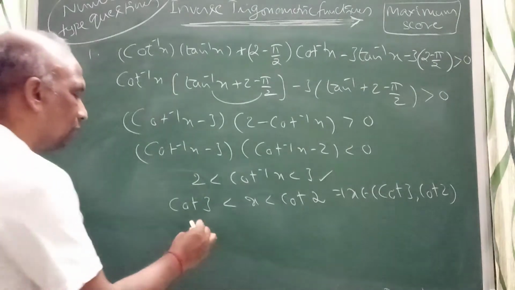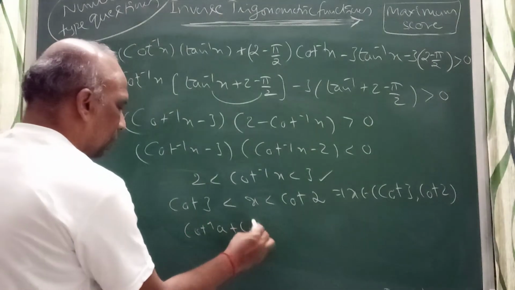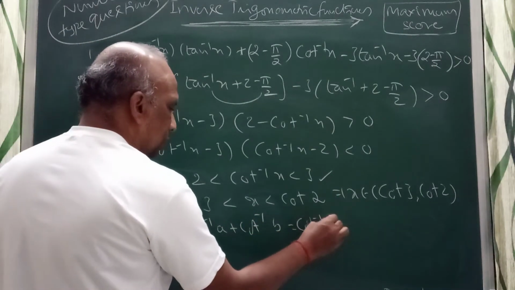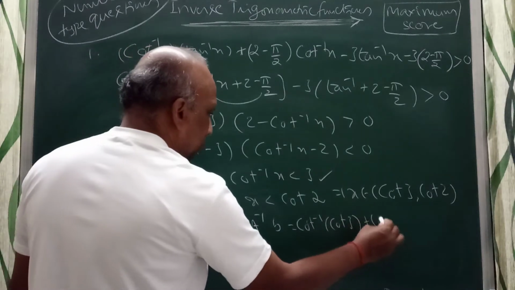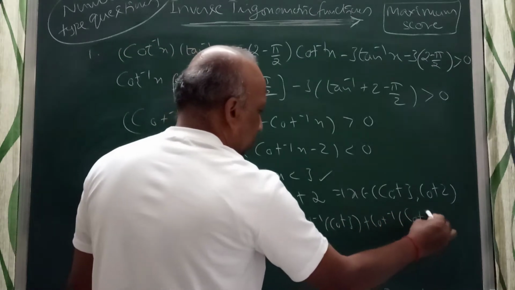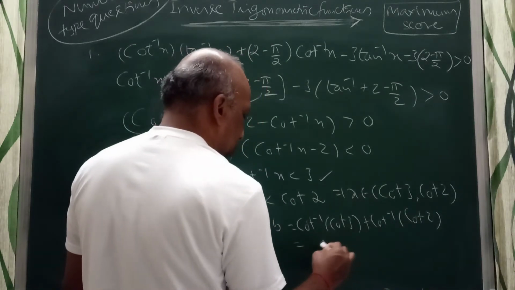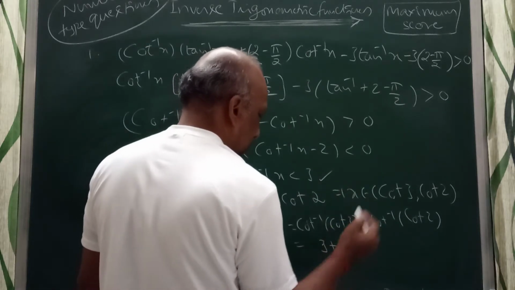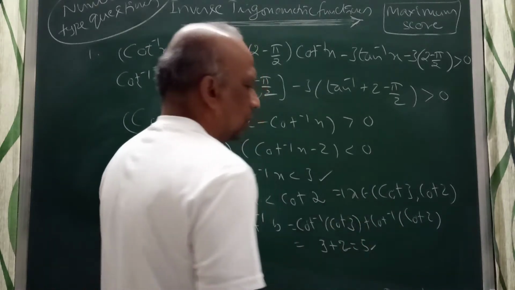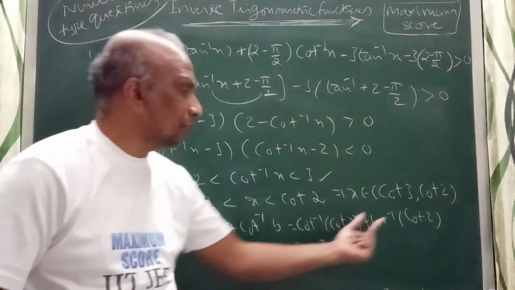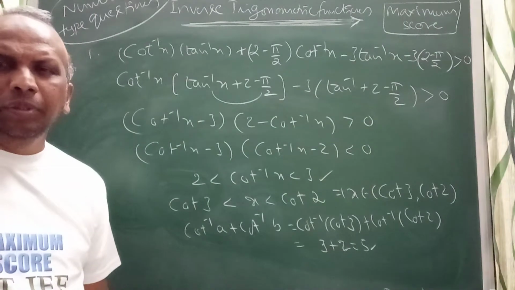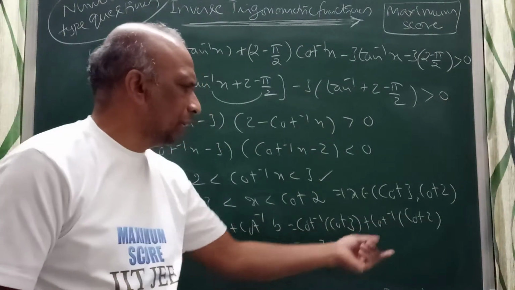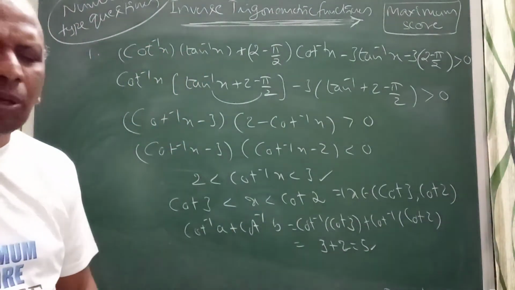They are asking what is cot inverse a plus cot inverse b. So I can write cot inverse of cot 3 plus cot inverse of cot 2. This is in terms of radians, 2 radians and 3 radians, no issue. So cot inverse of cot 3 plus cot inverse of cot 2 gives 3 plus 2, which is equal to 5. That will be your answer here.